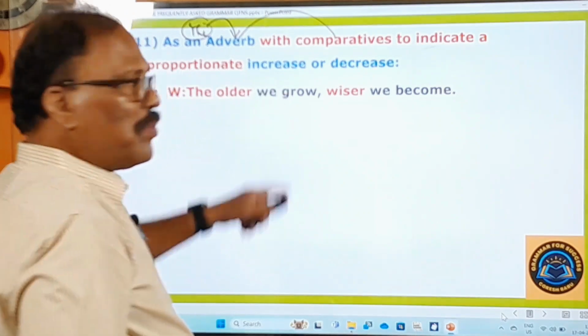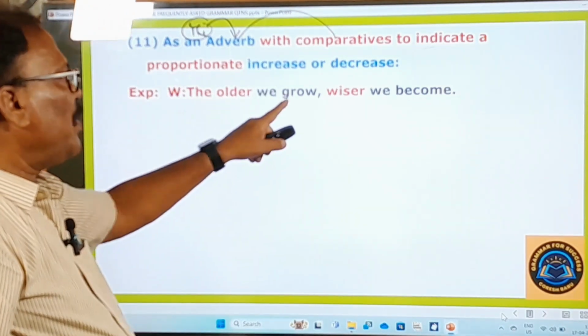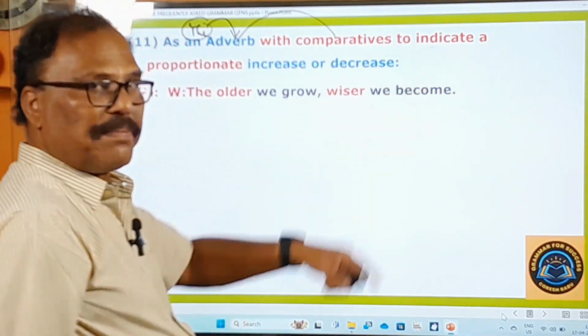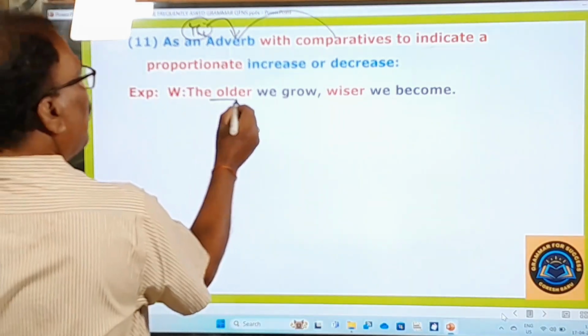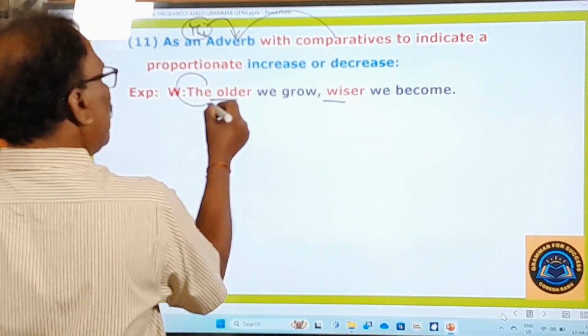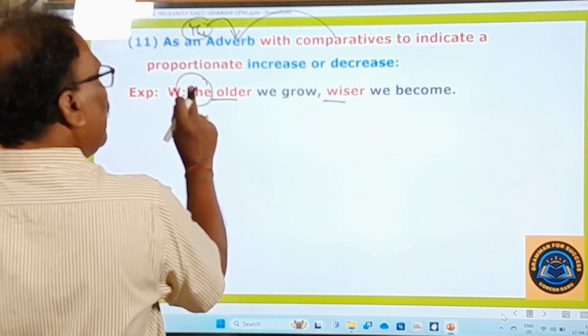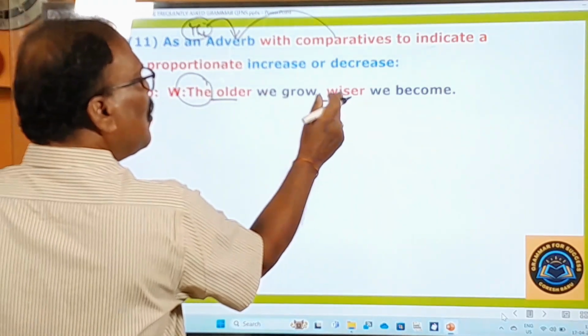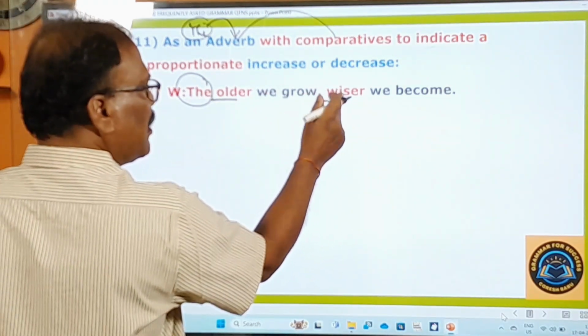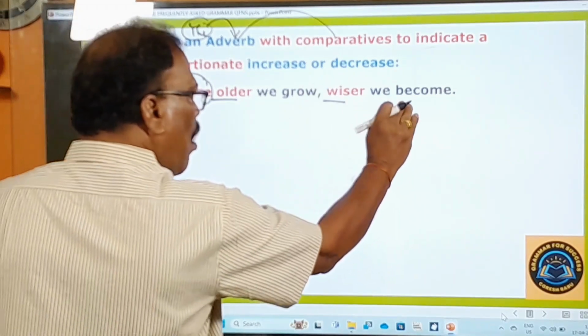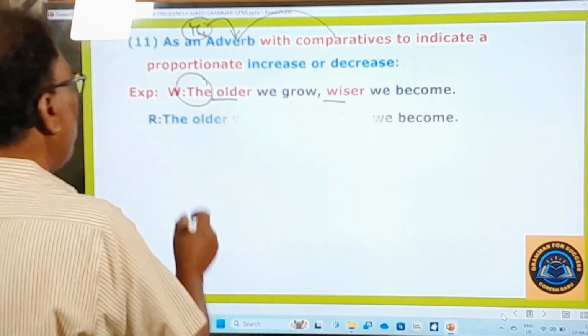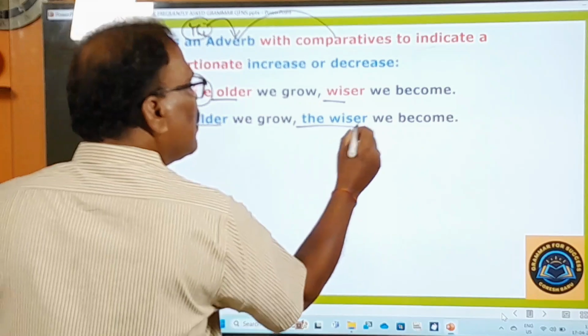The older we grow, wiser we become. So here comparative is there, but only one, before this comparative one, the is there. One definite article is used, but here also he should have used the definite article, but it is missing here. Therefore this part is wrong. And what should be the right one here? The older we grow, the wiser we become.